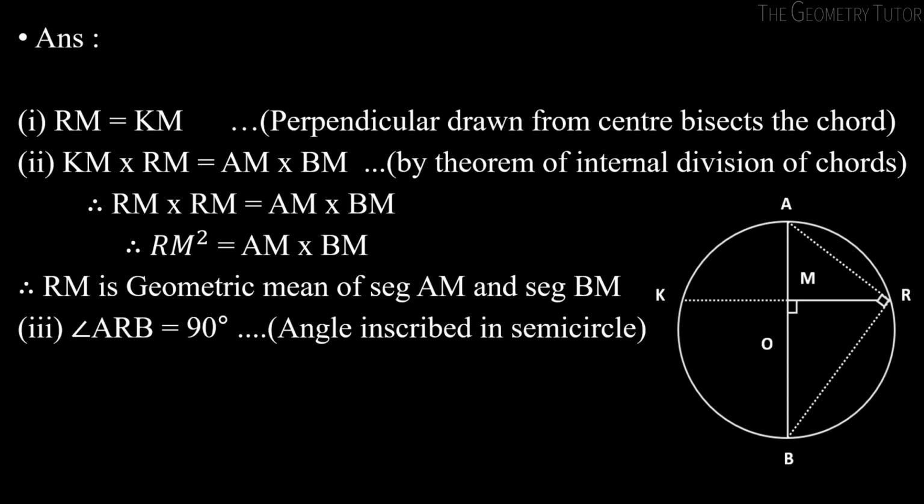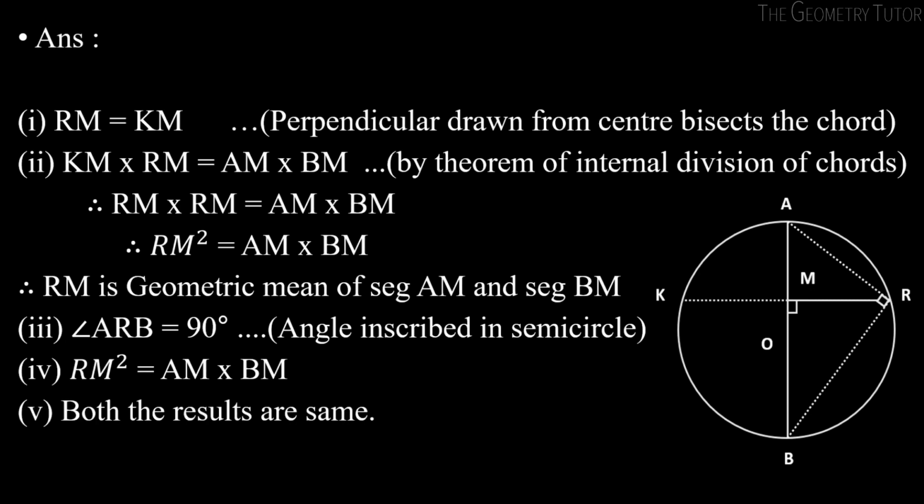Number 3, measure of angle ARB is equal to 90 because angle inscribed in semicircle. Number 4, we use geometric mean theorem in triangle ARB. Which results do we get? So we get the following result: RM square is equal to AM into BM. And number 5, the conclusion is the result obtained from 2 and 4 are same.